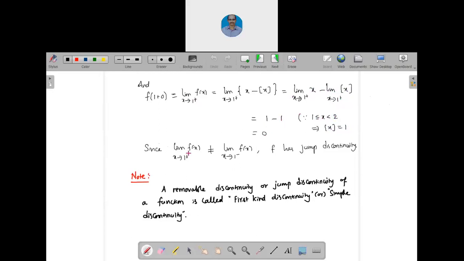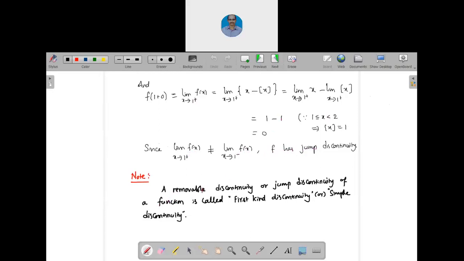The left side limit is 1 and the right side limit is 0 at 1. Therefore both limits exist but are not equal. Therefore, it has a jump discontinuity.